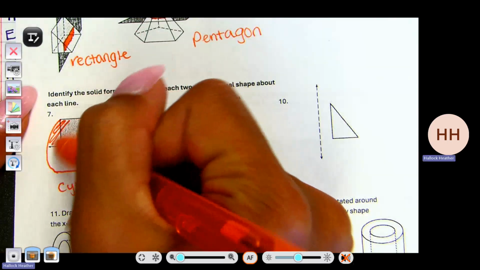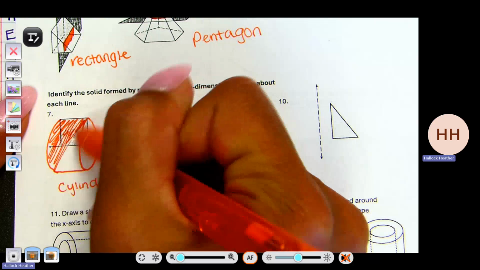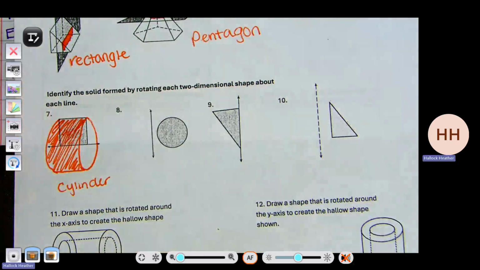I'll color it in because I think it's easier to tell when 3-dimensional shapes are shaded in. Does that kind of look like something? It's on its side. This is where you have to have an imagination and people get confused.